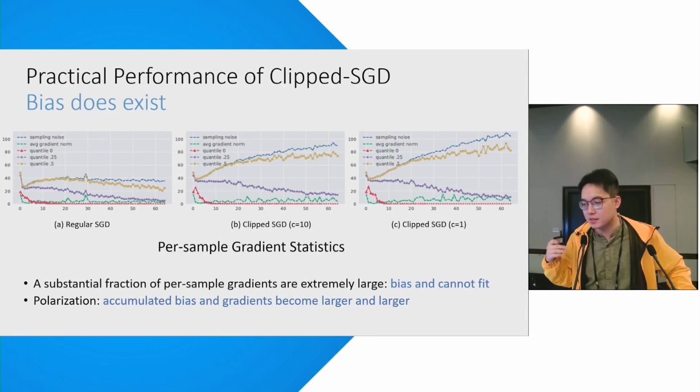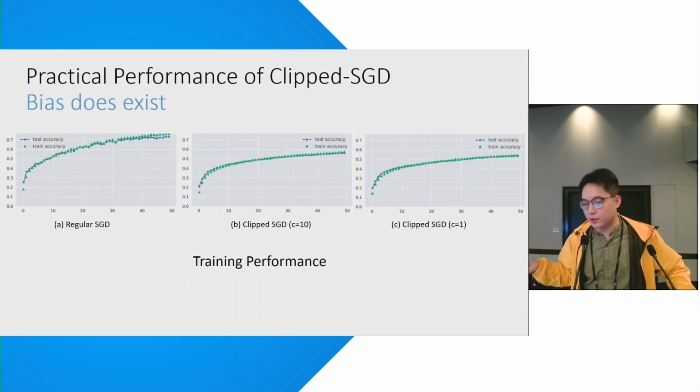So this basically means that, due to the clipping bias, there exist outliers. There always exists a large fraction of samples that cannot fit your current model state. Moreover, you can also observe that the norm continues to increase. That basically means the accumulated clipping bias becomes larger and larger. So not surprisingly, regular SGD in general will enjoy a faster convergence rate.